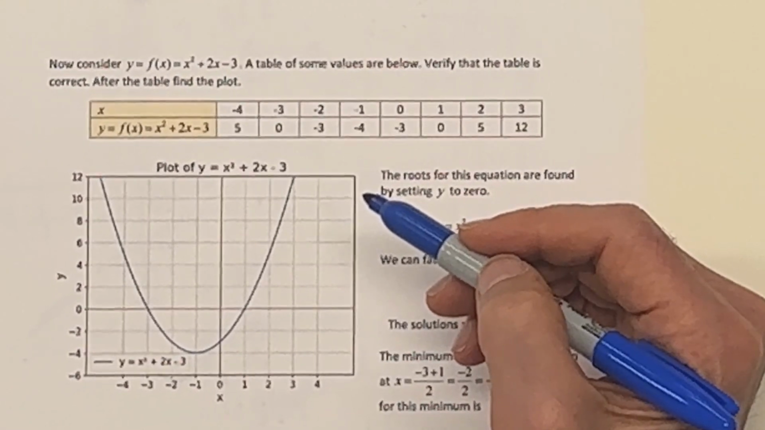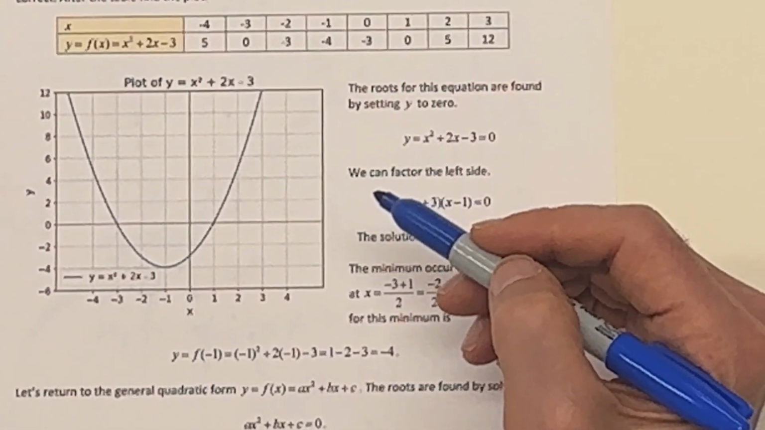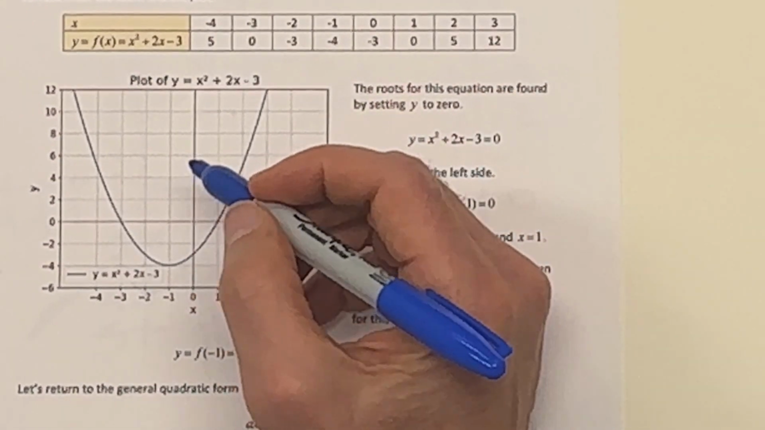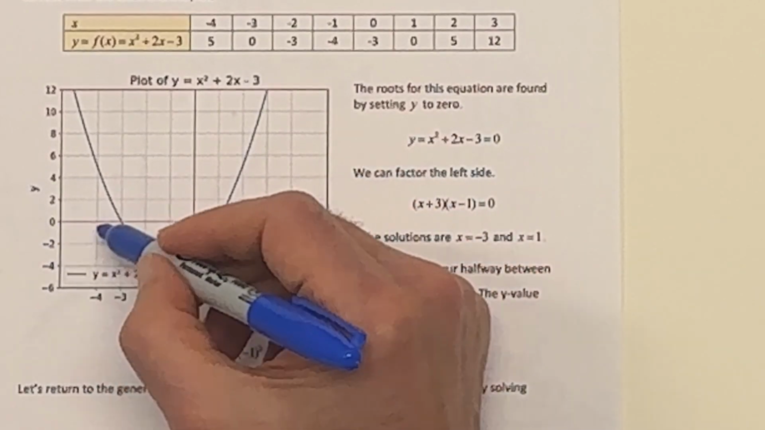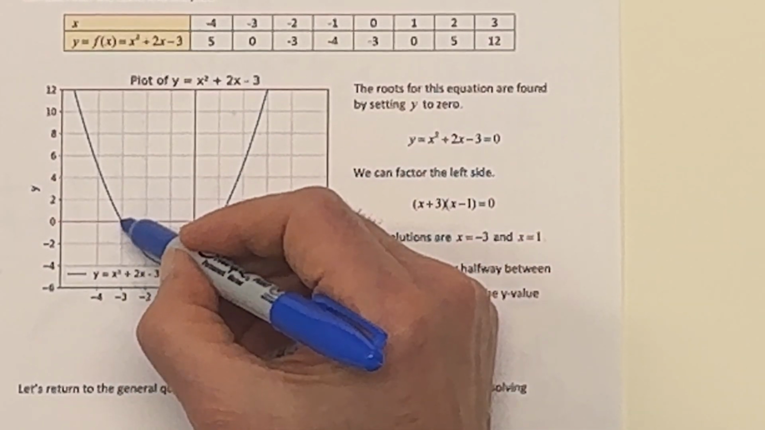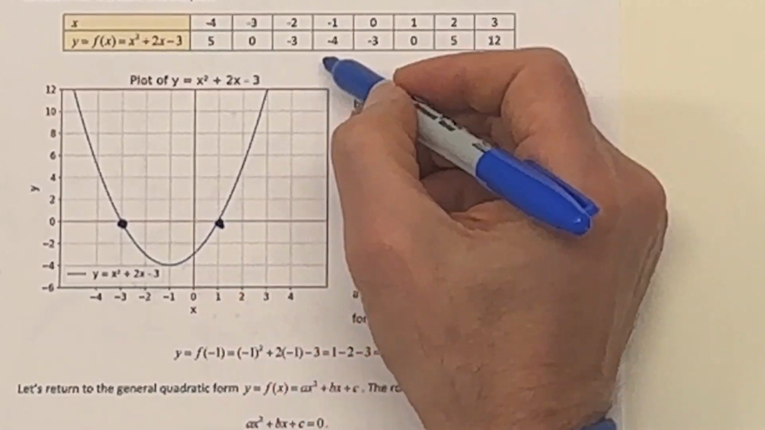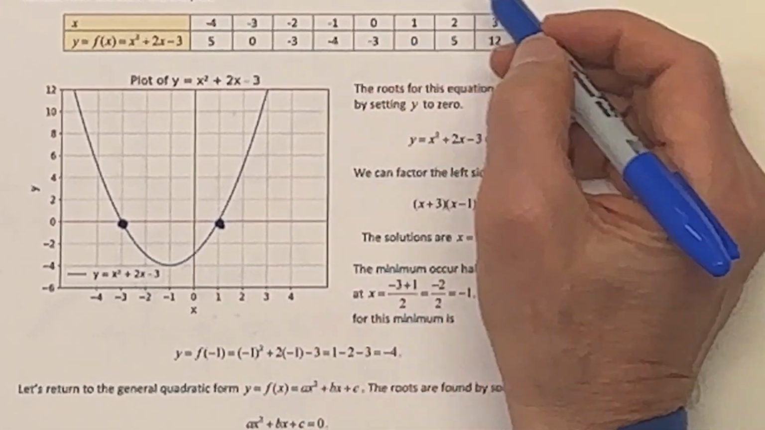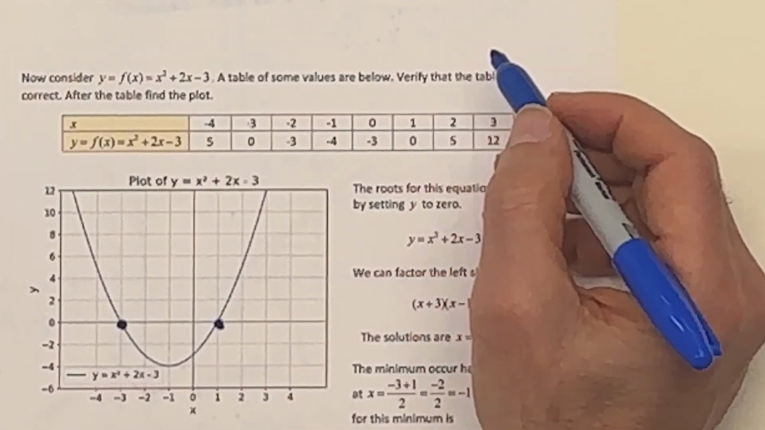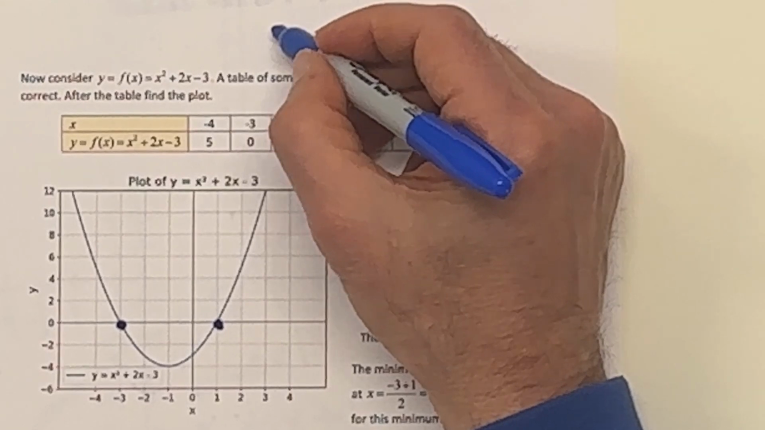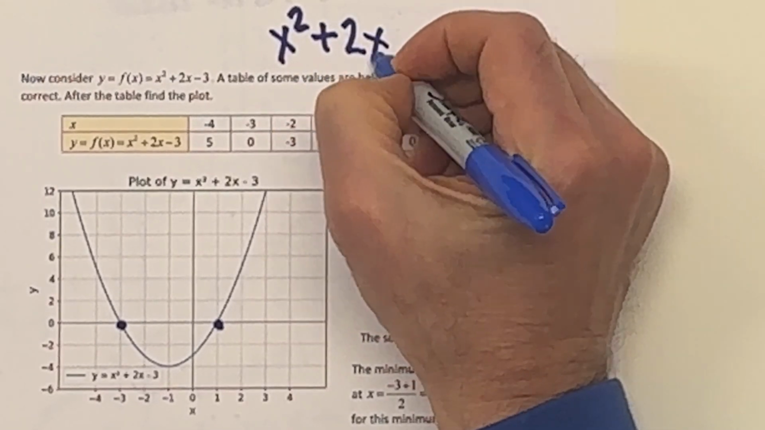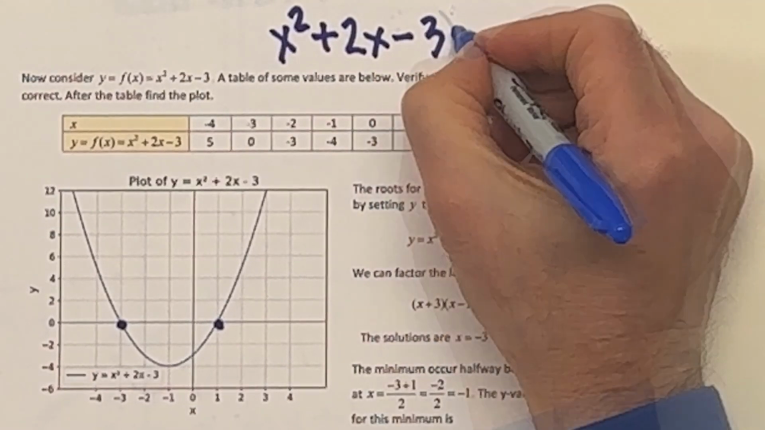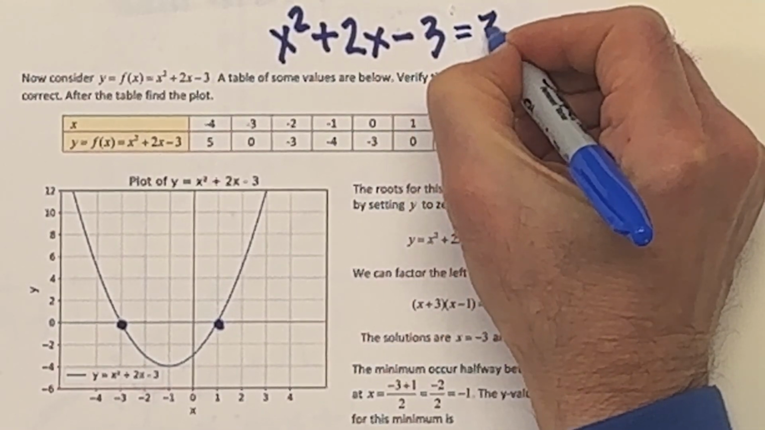Now, what's an interesting thing to do, and what arises often in physics and engineering, is to find the solution when y is equal to 0. So that would put you along the x-axis. You're looking for these 2 points. So if y is equal to 0, you would have x squared plus 2x minus 3 equal to 0.